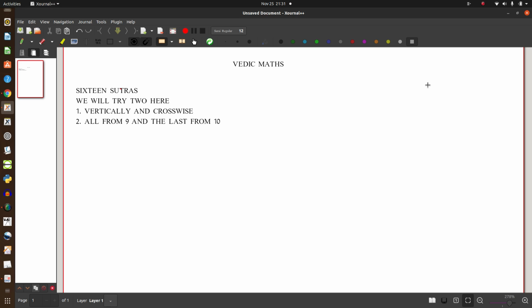So here what we are going to do, we will use two of those sutras and see how things can work with that. I'll first use the first one, vertically and crosswise, and the second one is all from 9 and the last from 10. So let's see. Let's start by taking an operation of multiplication.